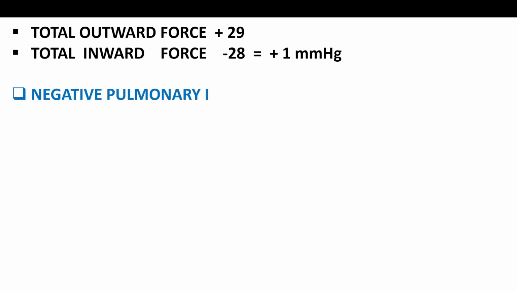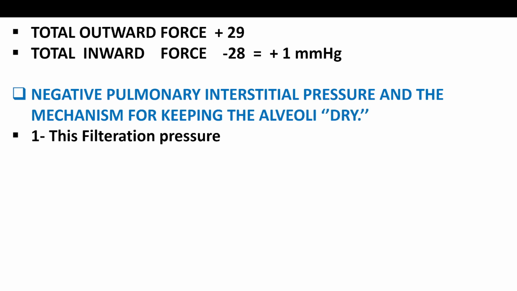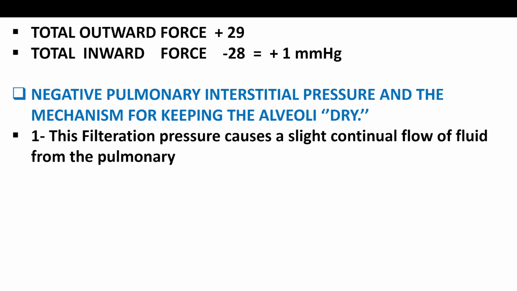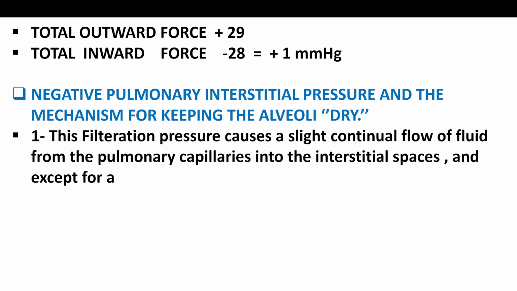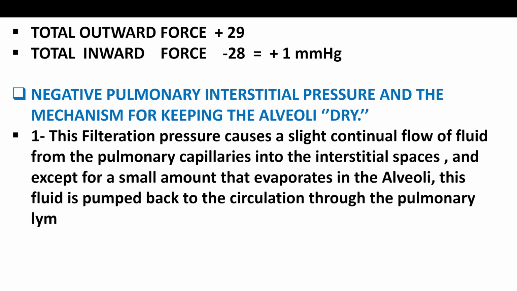Negative pulmonary interstitial pressure and the mechanism for keeping the alveoli dry. This filtration pressure causes a slight continual flow of fluid from the pulmonary capillaries into the interstitial spaces, and except for a small amount that evaporates in the alveoli, this fluid is pumped back to the circulation through the pulmonary lymphatic system.